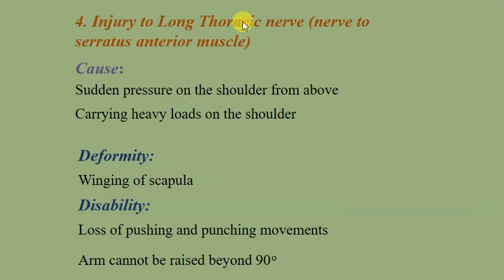From there we have the injury to the long thoracic nerve to the serratus anterior muscle. The long thoracic nerve is a branch of the brachial plexus, and is the nerve supplying the serratus anterior muscle. So if we injure this nerve, we will affect the function of the serratus anterior muscle. The cause is sudden pressure on the shoulder from above. For example, a person carrying heavy loads on his shoulder, a porter; that sudden pressure on the shoulder can injure the nerve to the serratus anterior muscle.